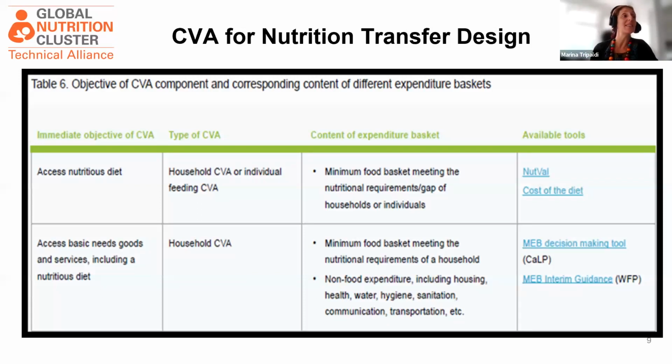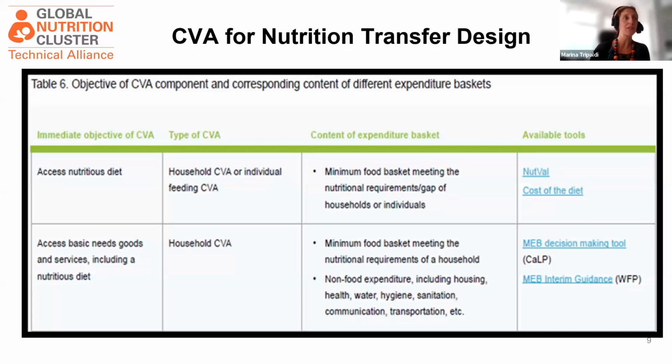This document is the evidence and guidance note that was published in 2020, really by the GNC in collaboration with all its members, and that was based on evidence review on projects that were using CVA for nutrition across the different regions, and also based on feedback from practitioners and experts. The evidence and guidance note includes a section on how to design CVA transfer value in projects that are aiming at having nutrition outcomes.